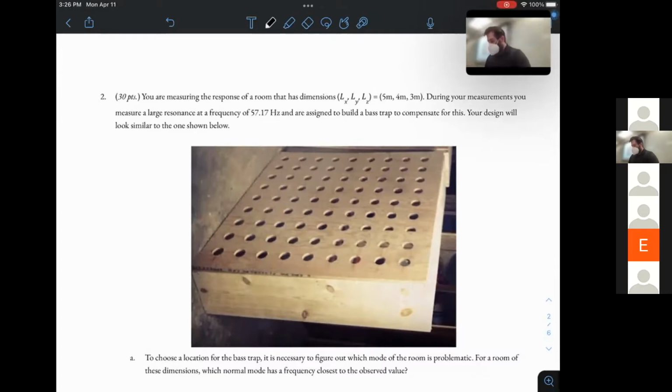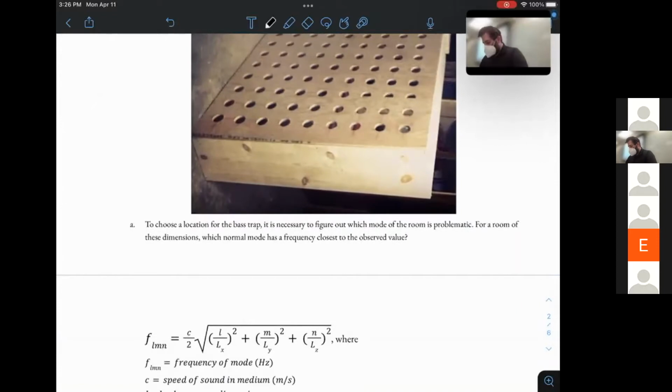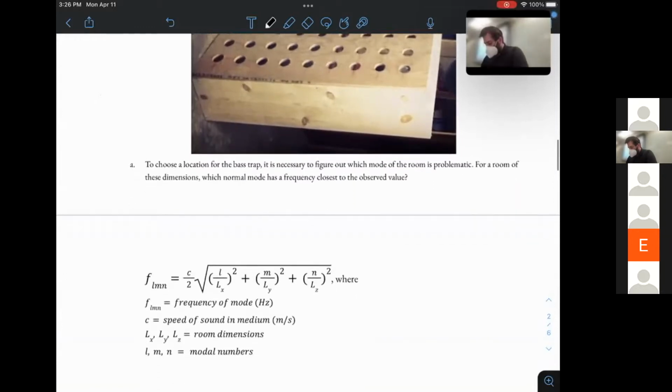Okay. You are measuring the response of a room that has dimensions Lx, Ly, Lz equals 5, 4, and 3 meters. During your measurements, you measure a large resonance at the frequency of 57.17 hertz and are assigned to build a bass trap to compensate for this. Your design will look similar to the one shown below. To choose a location for the bass trap, it is necessary to figure out which mode of the room is problematic. For these dimensions, which normal mode has a frequency closest to the observed value?